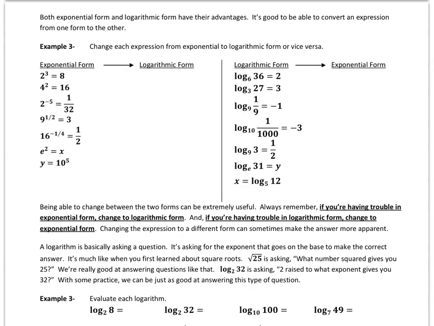Okay, so both exponential form and logarithmic form have their advantages, and you're going to see that as we go. It's good to be able, and in fact, it's critical to be able to convert back and forth. If you can't, you're going to struggle on the final exam. I'm going to tell you right now. So you've got to be able to convert back and forth from exponents to logarithms.